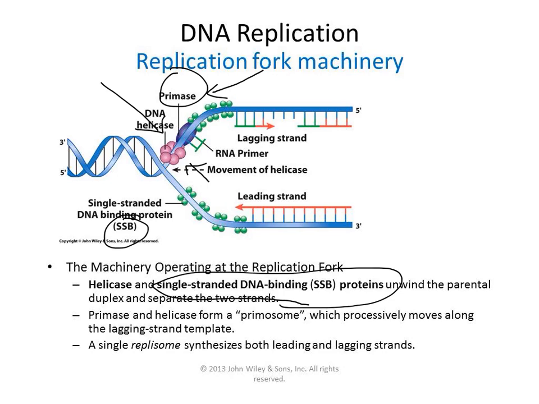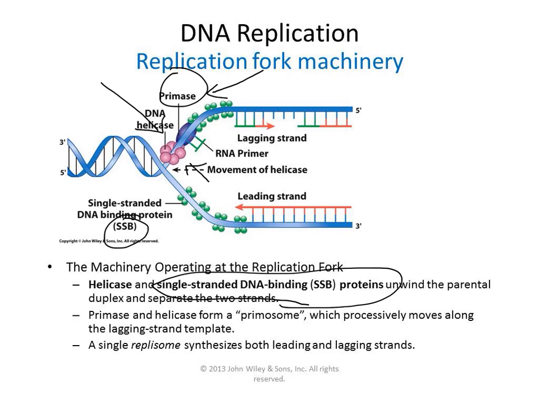Now, the primase and the helicase together form what's called a primosome, and essentially they're going to processively move along the lagging strand to allow for, first of all, the strands to separate, as well as lay down the primers for each of the Okazaki fragments.